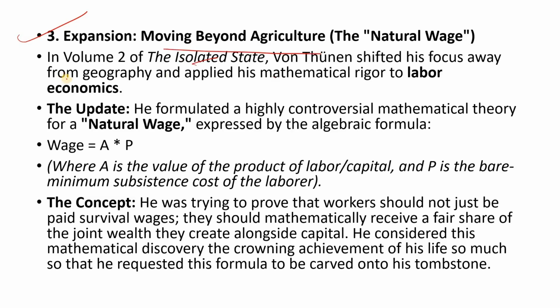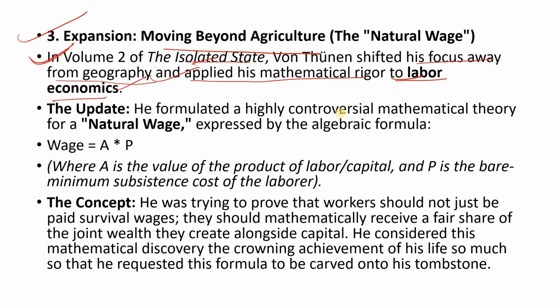It is written also here. Important contribution of von Thunen. In volume 2 of The Isolated State, in his book, von Thunen shifted his focus away from geography and applied his mathematical rigor to labor economics. In volume 2, what he did, he shifted his focus from where? From geography to what? To labor economics.